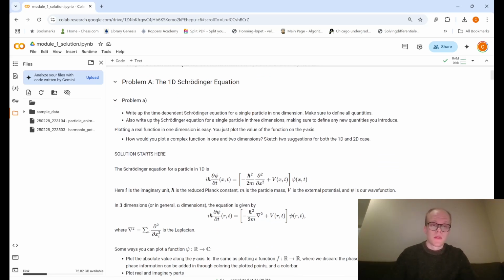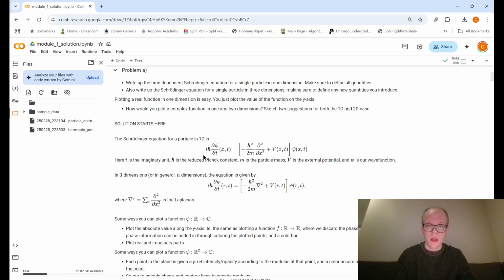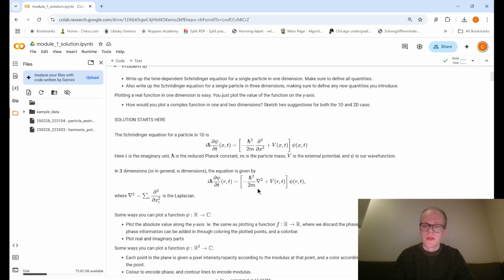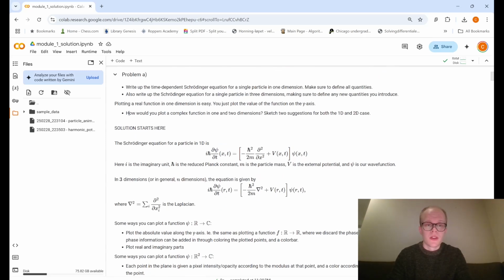So for the first subproblem, we just want you to write up the time-dependent Schrodinger equation for a single particle in 1 dimension and 3 dimensions. And this should be quite straightforward. The difference between the 1-dimensional Schrodinger equation and the 3-dimensional Schrodinger equation is that this d squared by dx squared is replaced by the Laplacian. And just remember to define all the quantities. So h bar and i the imaginary unit, and V the external potential, and psi the wave function, and so on.